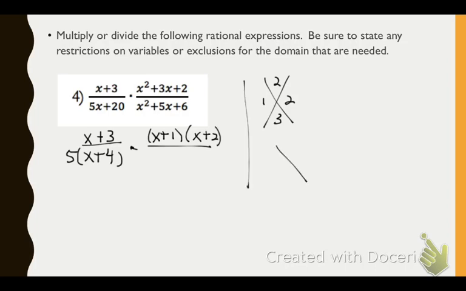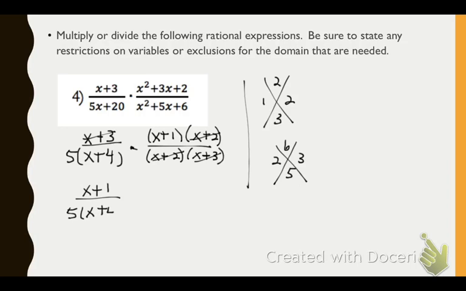And then in the denominator we have two numbers that will multiply to give us 6 and combine to give us 5. So 2 and 3 will work for that. So this will factor as x plus 2 times x minus 3. Now we can divide out any numerator with any denominator. So our x plus 3s will divide out. The x plus 2s will divide out. And we'll be left with x plus 1 all over 5 times x plus 4.